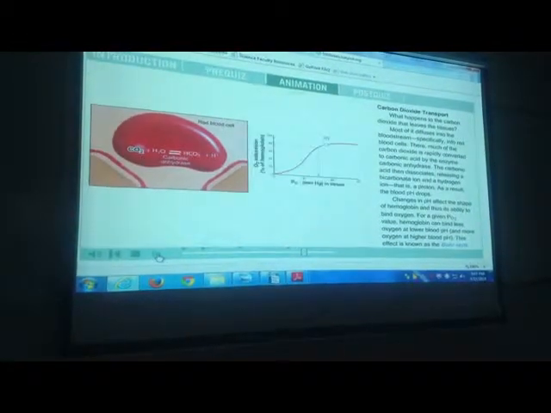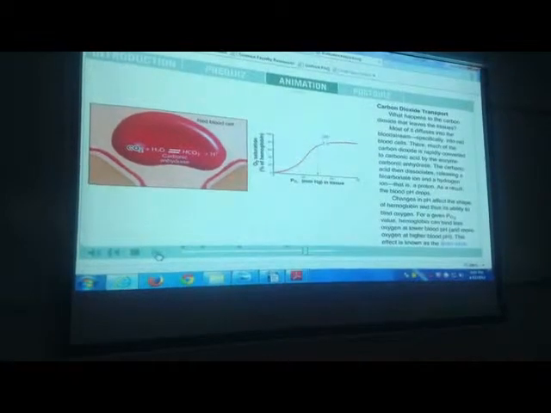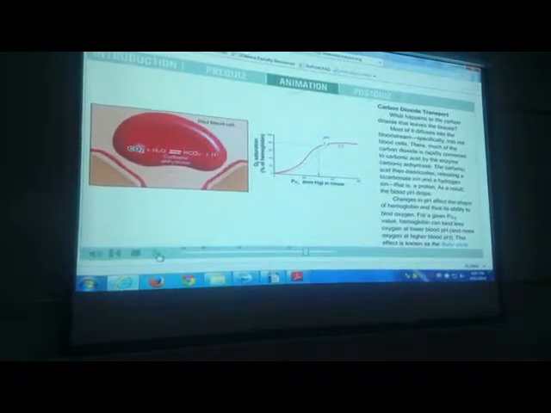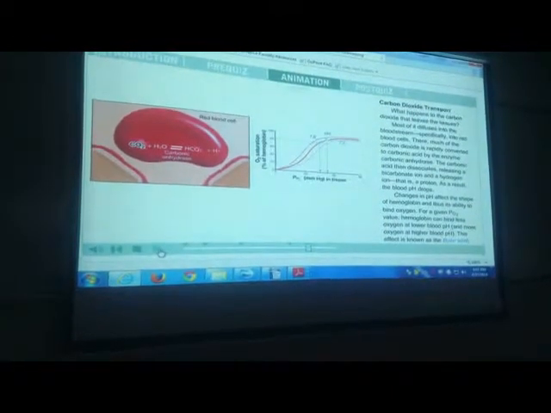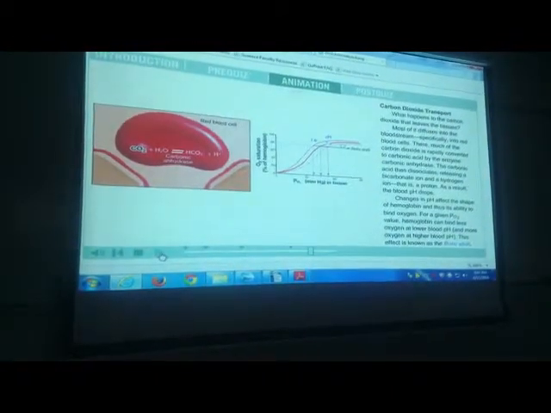For a given PO2 value, hemoglobin can bind less oxygen at lower blood pH, and more oxygen at higher blood pH. This effect is known as the Bohr shift. The drop in blood pH leads to the unloading of oxygen by hemoglobin. The protons released by the dissociation of carbonic acid bind to deoxygenated hemoglobin. Hemoglobin thereby acts as a buffer, preventing large swings in blood pH.